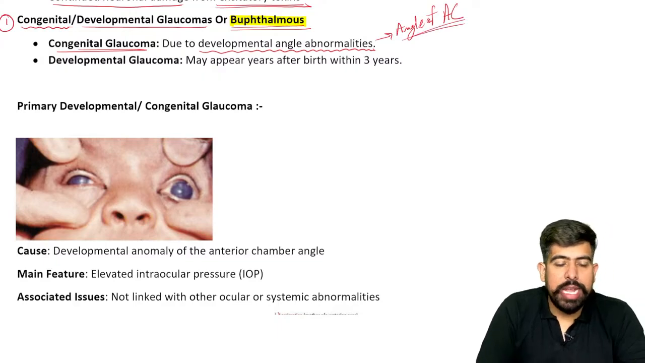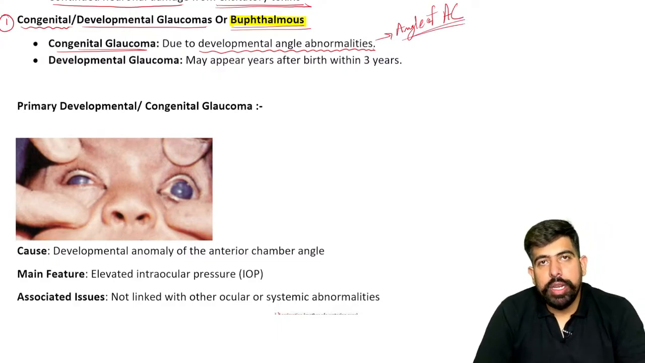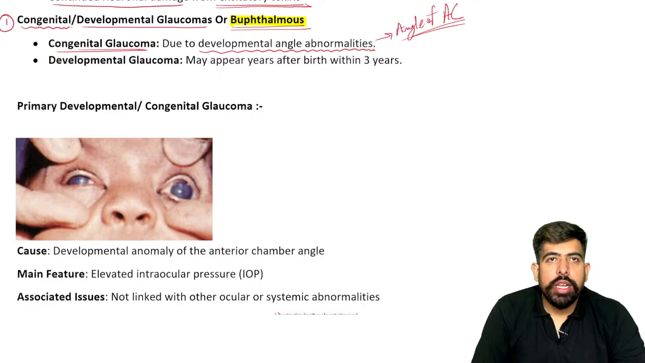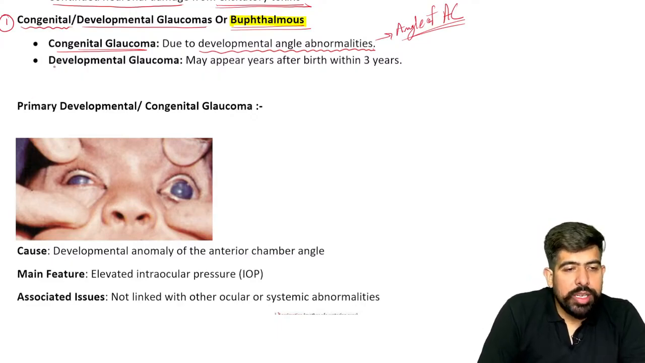We are talking about the angle of anterior chamber. Okay, which angle are we talking about? We are talking about the angle of anterior chamber. Also, the next topic is developmental glaucoma.